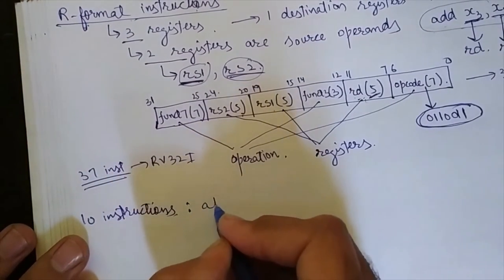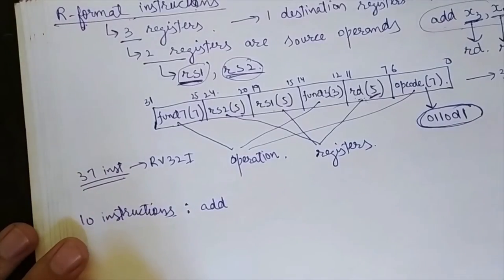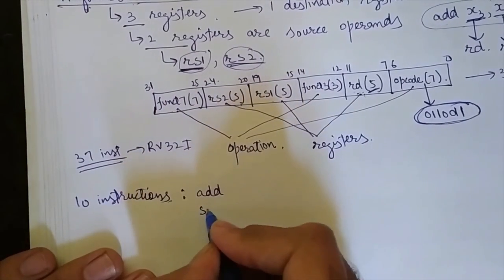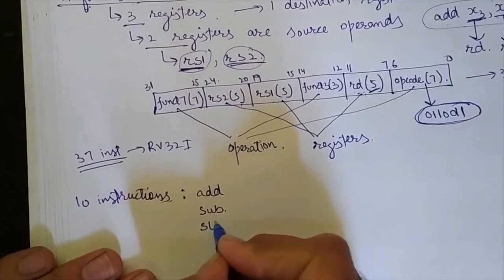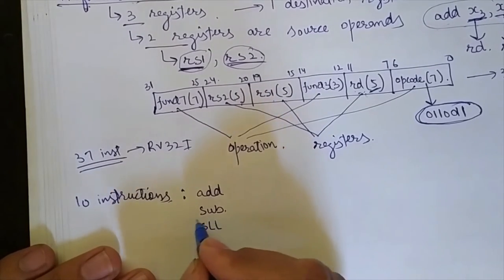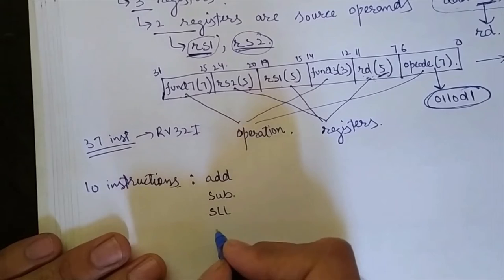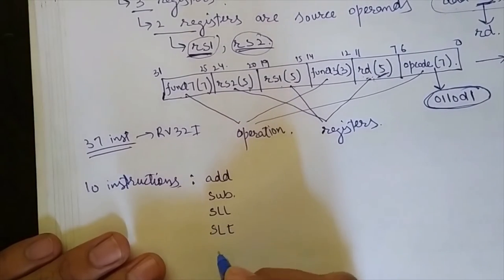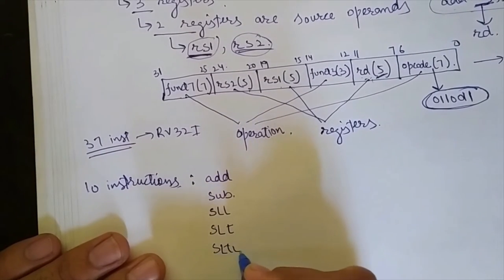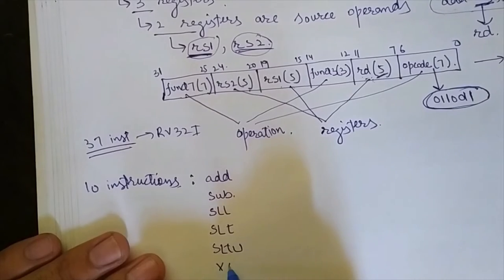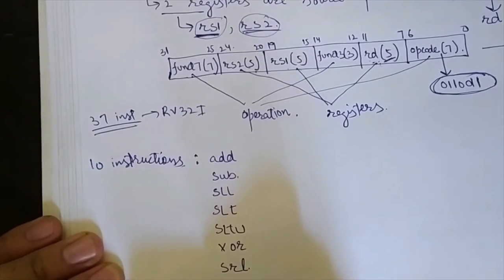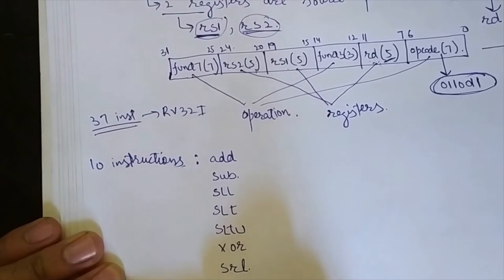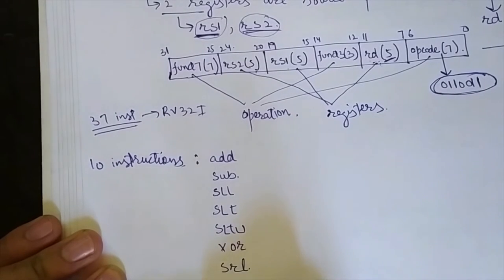One is add, okay, subtract, SLL. I will define what this SLL is. SLT, SLTU, XOR, SRL, SRA, OR, AND.